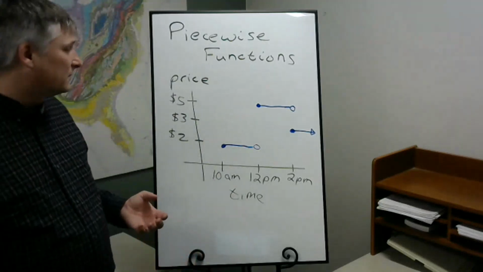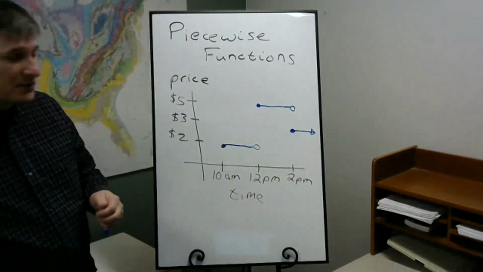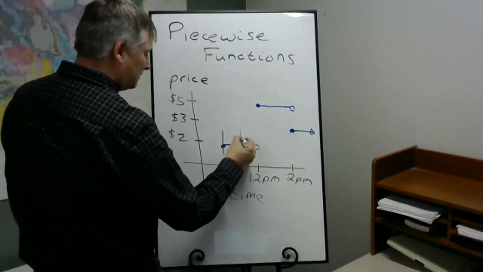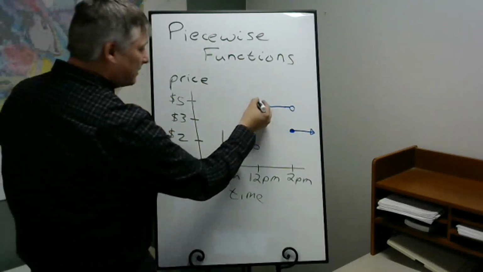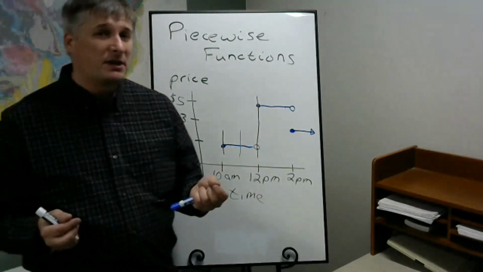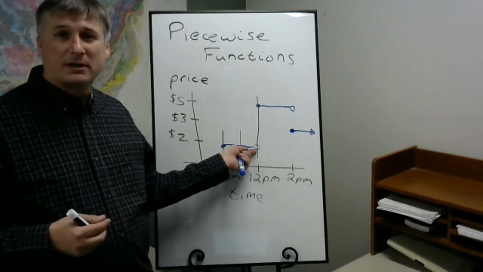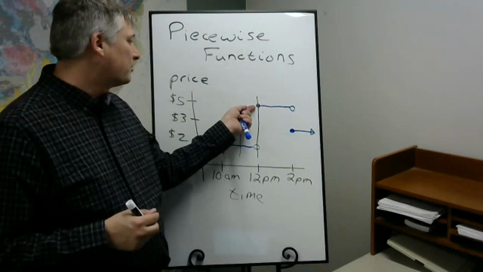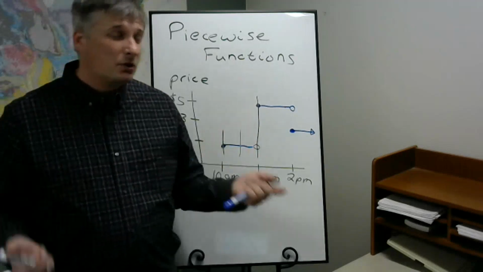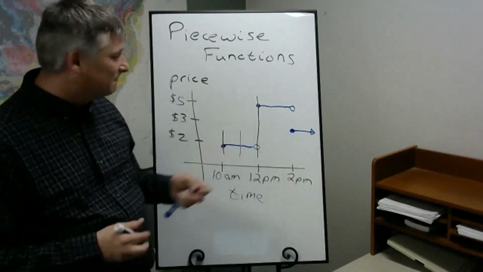Now, it's still a function, even though it has these different phases. It's still a function because it passes the vertical line test. A vertical line intersects at only one point. Intersect at only one point. And here, this is hollow because exactly at 12 p.m., this stock is no longer $2. So there's a hole at 12 p.m. and $2. The price jumps up to $5. So this is an empty point. This is a filled point. We only intersect one filled point. So that means we're still a function.